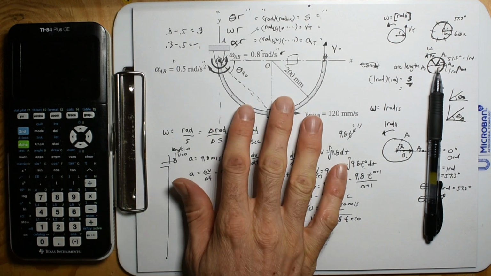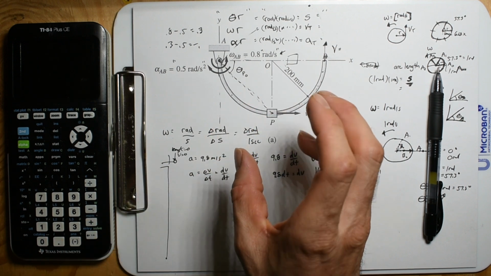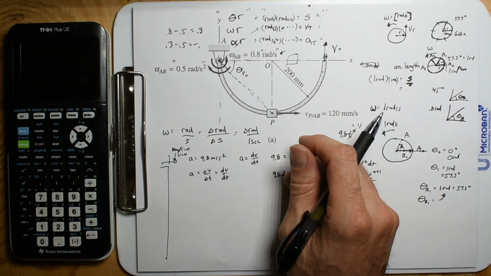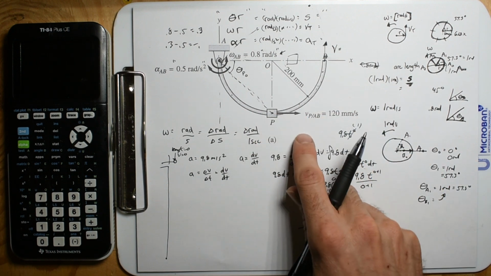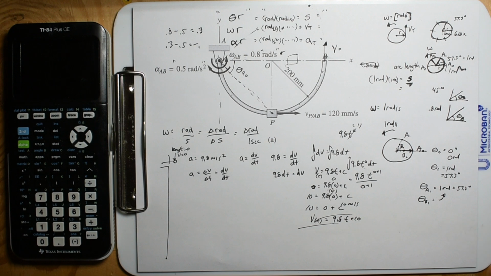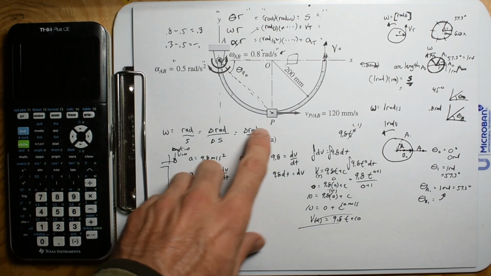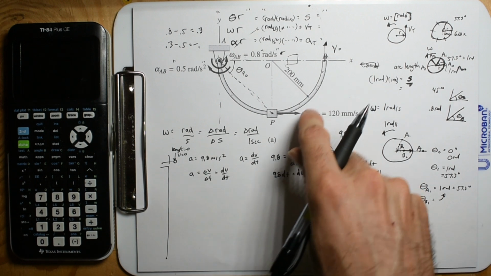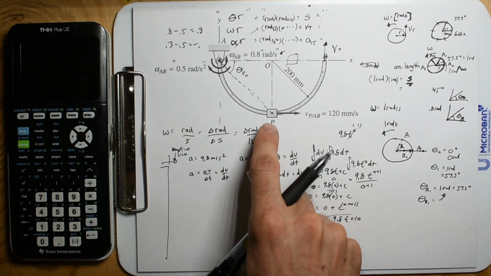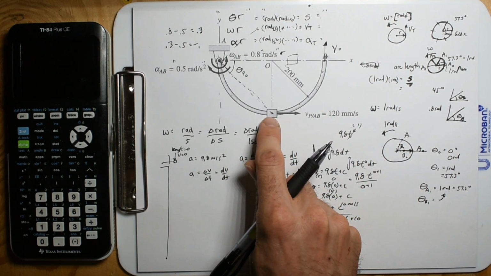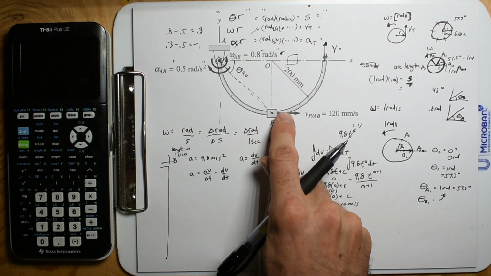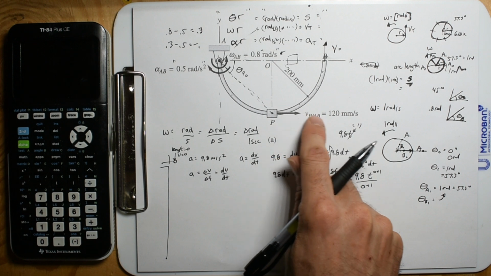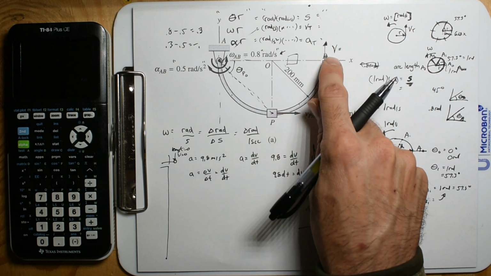So a lot of these problems are just useful for a very short snippet of time. That's the first thing I probably should do, is set some limits on this problem. Let's do that right now. One of the limits that I see on this problem is it says this slider is traveling at a constant speed of 120 millimeters per second.